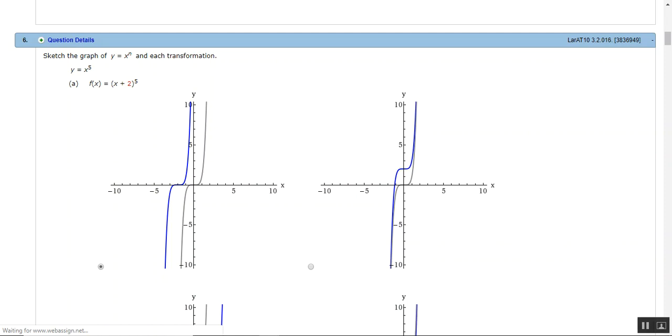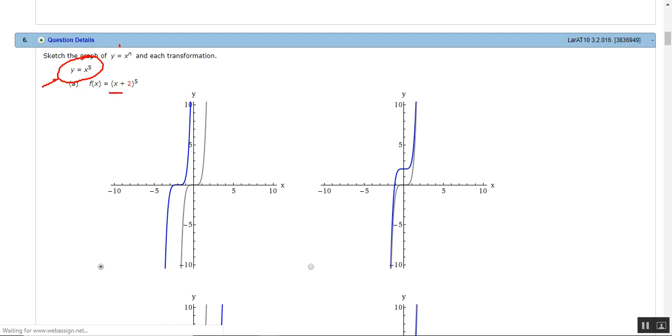Hi guys, I would like to discuss this problem with you. In this problem, you are given a function y equals x to the fifth. You need to sketch the transformation of this function. This is called a parent function.